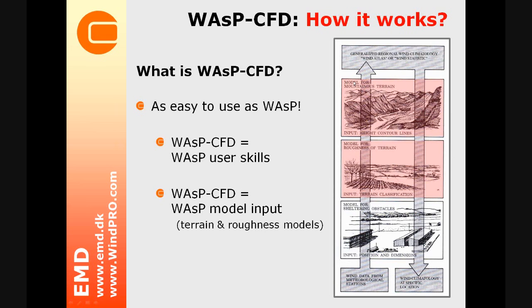In WAsP-CFD, it's the two models for flow corrections due to orography and roughness classification that have been replaced with the Ellipsys 3D CFD model. But all the other models remain the same. So the stability model and the obstacle model are the same as in a traditional WAsP analysis.